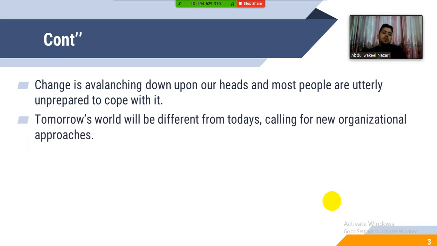Tomorrow, the world will be different from today. Calling for a new organization. These are changes of you. The big change today is completely different from tomorrow. Now, tomorrow you'll not see what will happen, but you have to make it prepared for that.